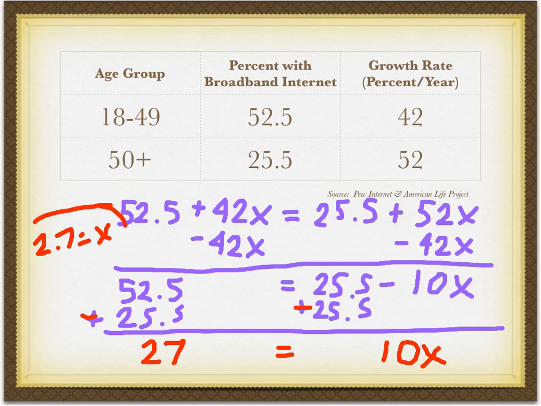So that tells me that in 2.7 years, these two age groups will both have the same percent of broadband in their homes.